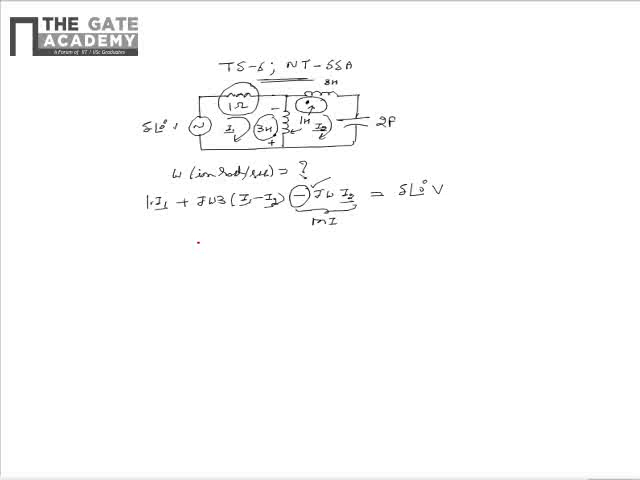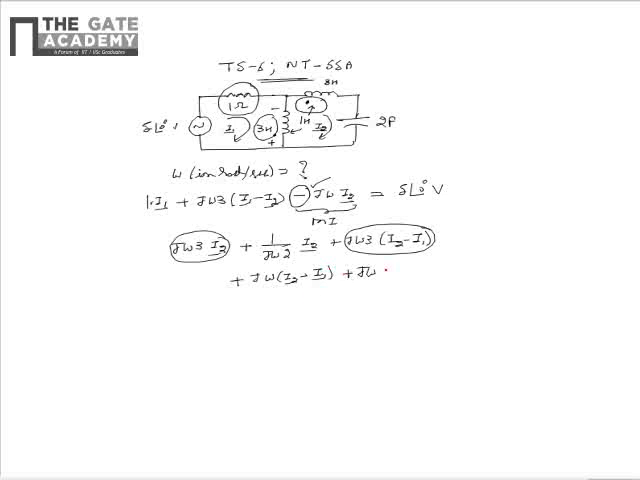Similarly, upon applying KVL to the second mesh, the equation corresponding to the second mesh can be written as j omega 3 times I2 plus 1 by j omega 2 times I2 plus j omega 3 times I2 minus I1. Please note that j omega 3 I2 and j omega 3 times I2 minus I1 are drops corresponding to the self-inductance. Now let us put the terms corresponding to the mutual inductance, which can be written as j omega times I2 minus I1 plus j omega I2, that is equal to 0.